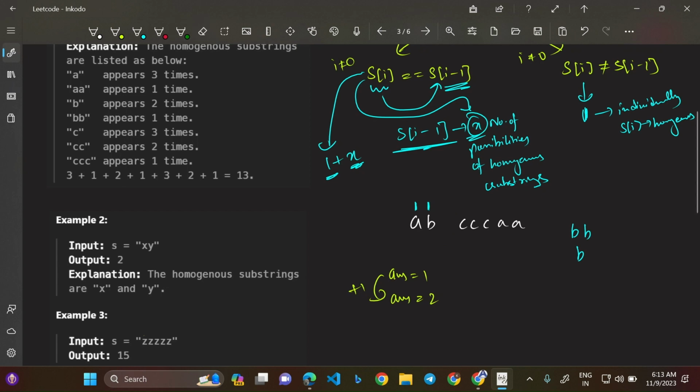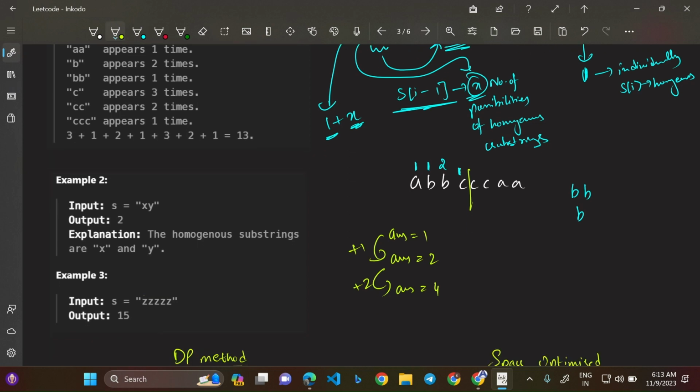Let me erase this part. So this is B and this is 2, and my answer is plus 2, so answer would be equal to 4. Now coming to this particular point. Again C is not equal to B. So C individually can be an homogeneous substring. So here the number of contributions is 1. So in this case, my answer would be equal to 5 plus 1.